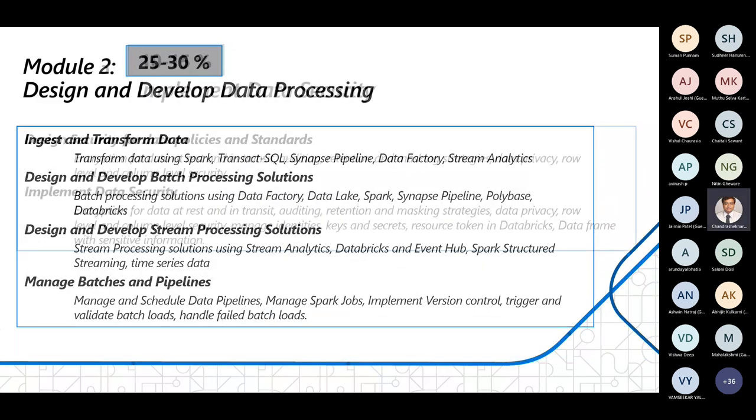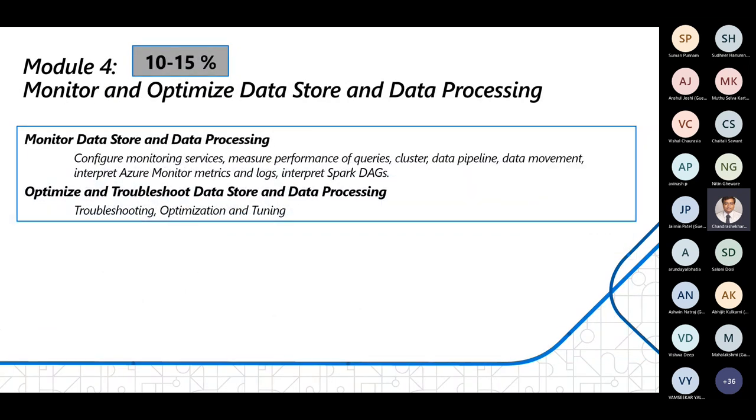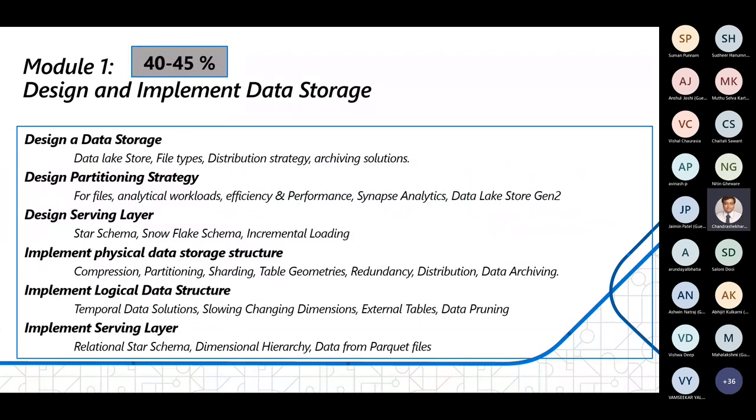The overall curriculum has been divided into 4 modules. Module 1 has the maximum weightage of around 40% to 45%, and it covers the basics of Synapse Analytics as well as other supporting tools. So how do we identify which kind of storage to use in what scenario? What are the different partitioning strategies? Then the different serving layers. In module 2, we will focus more on the serving layer, but an overview of it is taken in module 1. Then logical data structures and physical data structures. All these are the main points of module 1.